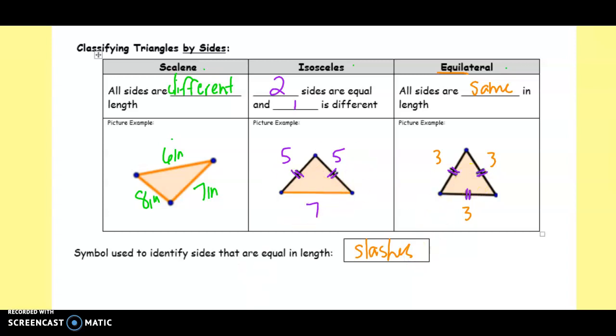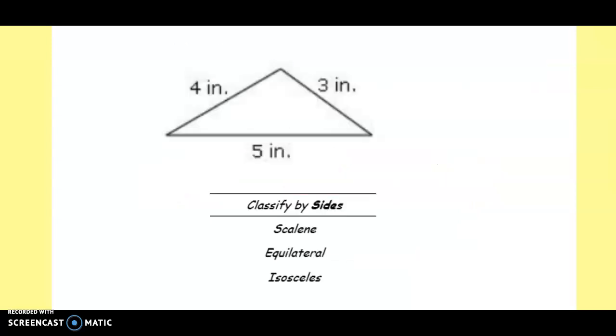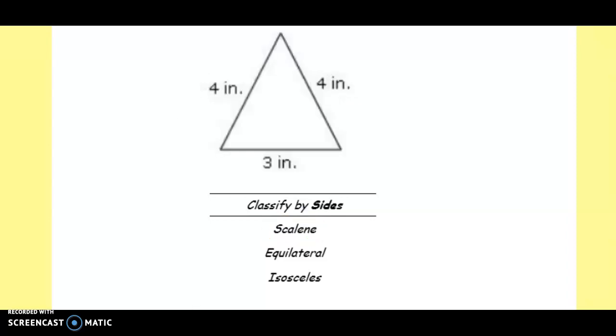All right, let's practice classifying by sides. Okay, so remember scalene, I always think of no fish's scales are the same, so they're all different. Equilateral means they're all equal. And isosceles, I always think of I saw two the same. So taking a look at this first example here, we have 3, 4, and 5. They're all different. Scalene. Taking a look at this one, 3, 4, and 4. So you should notice that you have two of them the same. That is the term isosceles.